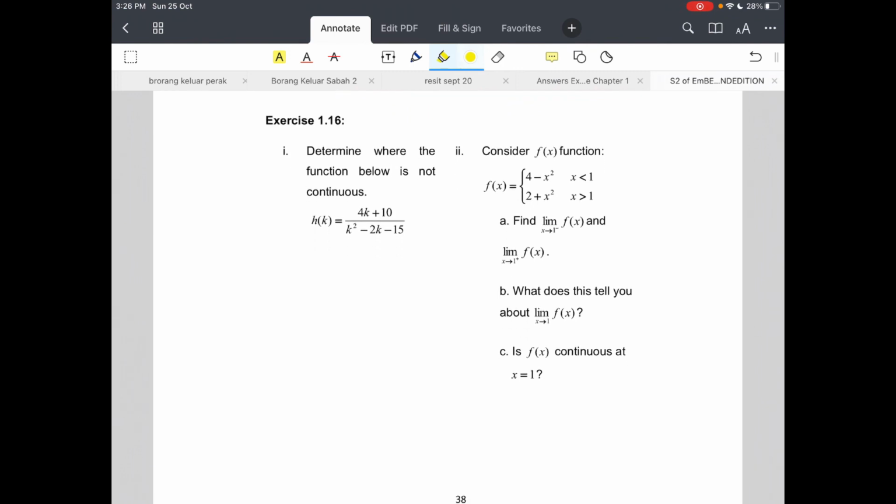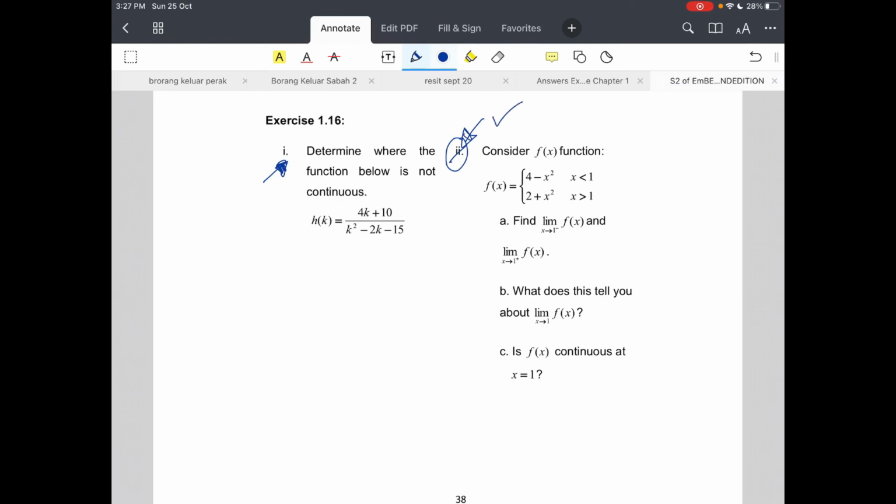Alright, so this is quite a long explanation. I hope you can bear with that. You probably can try to answer this exercise 1.16. Maybe try to answer this question. Okay. This one quite needs a long explanation. So let's try to do this one first.